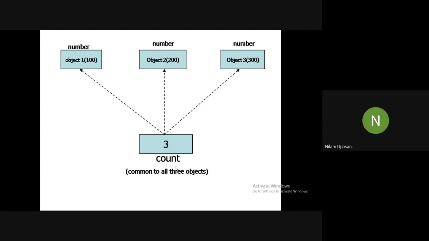But what is count? Count is a static variable. That means all the objects will refer to the same copy of the count. So this is the graphical representation of a static variable, how they are created. Only a single copy of the static variable is created for all the objects, and all the objects can share it, they can access it.